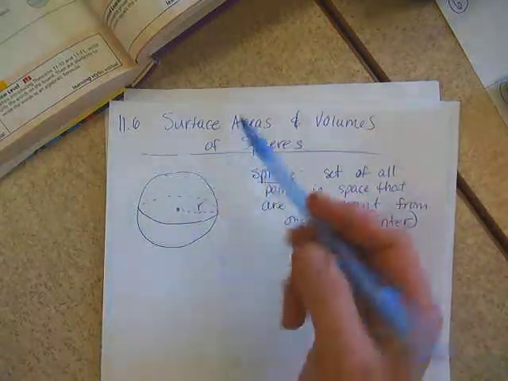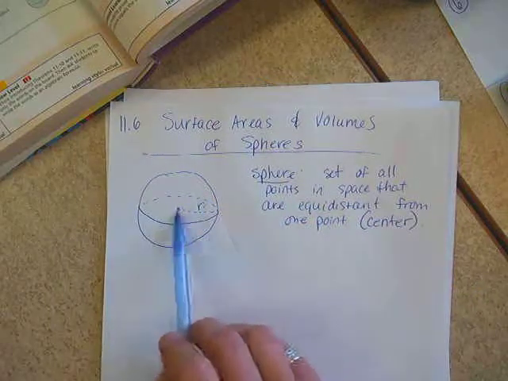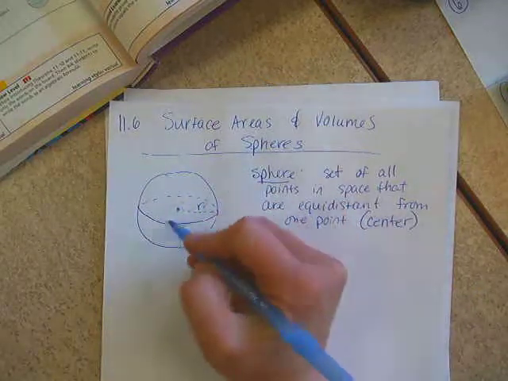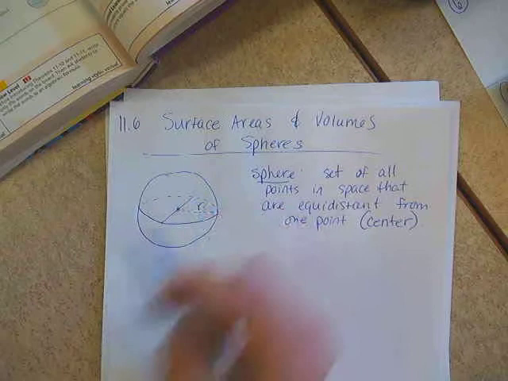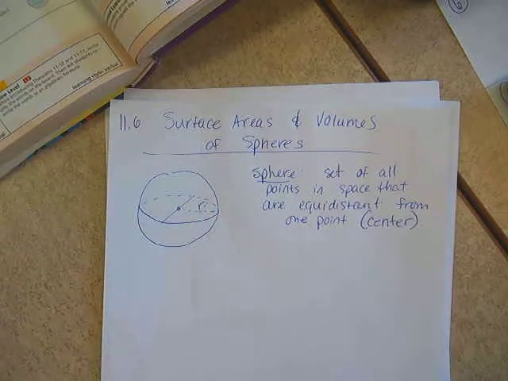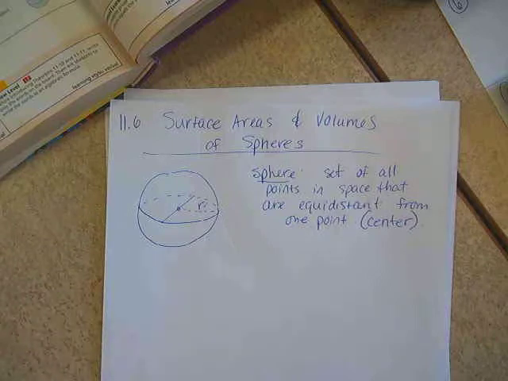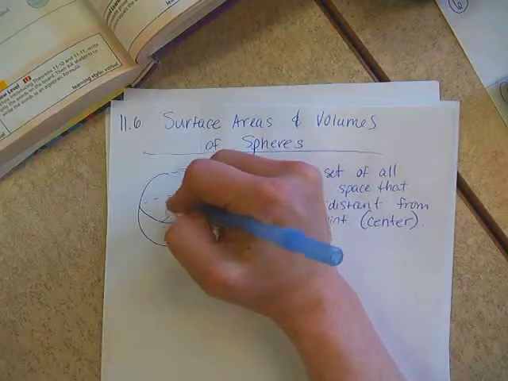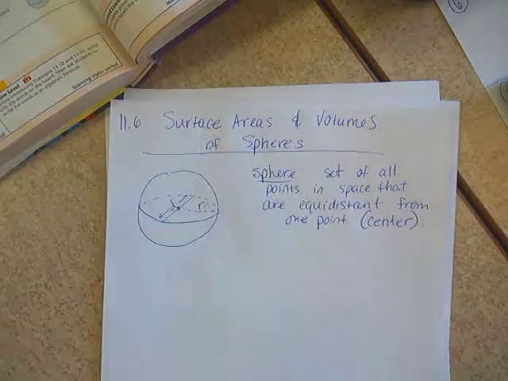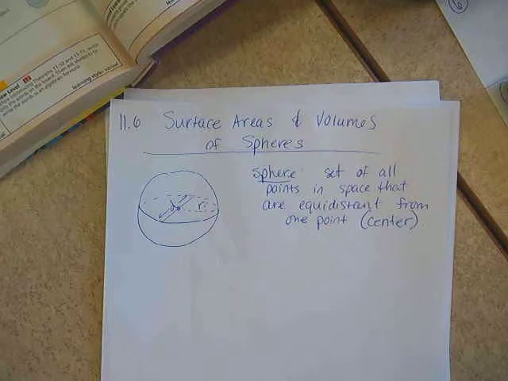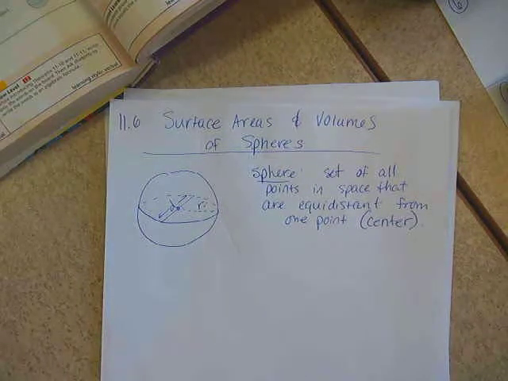You also have a diameter. So if the radius is from the center to the outside, the diameter is from any point on the outside to any other point on the outside through the center. Just like the diameter of a circle has to go through the center. So the diameter goes through the center and hits the sphere in two places.